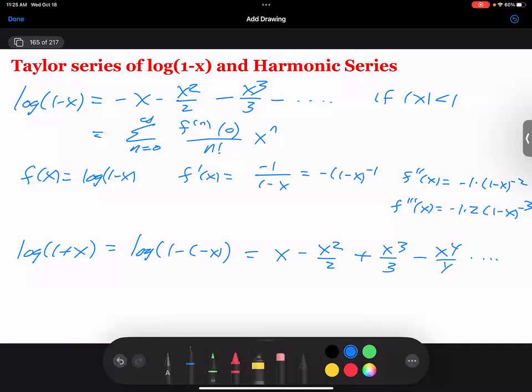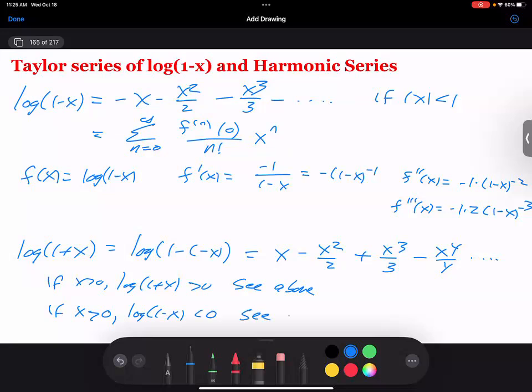What can you tell me if x is a positive number? What should be true about the log of 1 plus x? If x is greater than 0, the log of 1 plus x should be greater than 0, and we see this above. If x is greater than 0, what should the log of 1 minus x be? So we have a number that's a little bit less than 1. It should be less than 0, it should be negative. And we see this above.